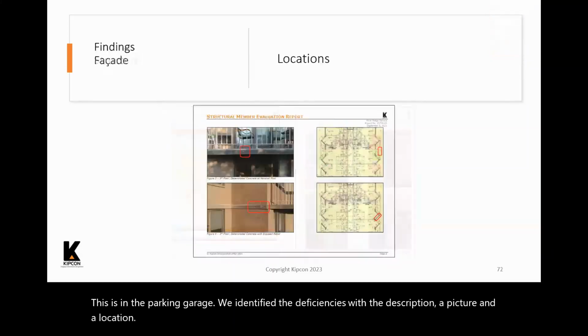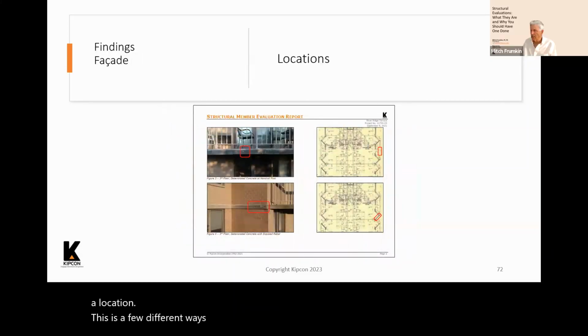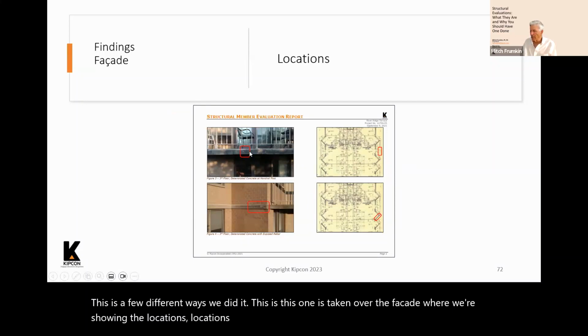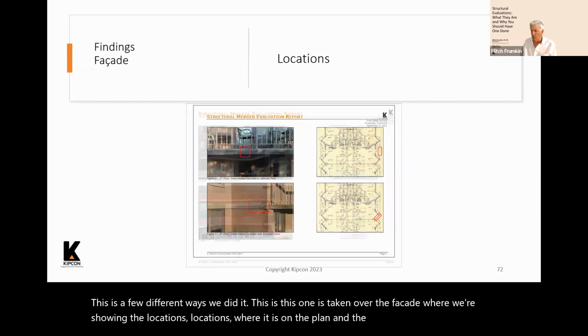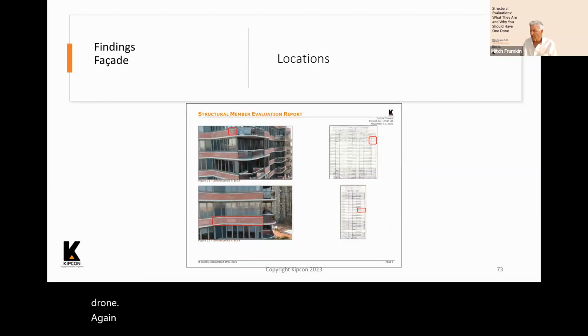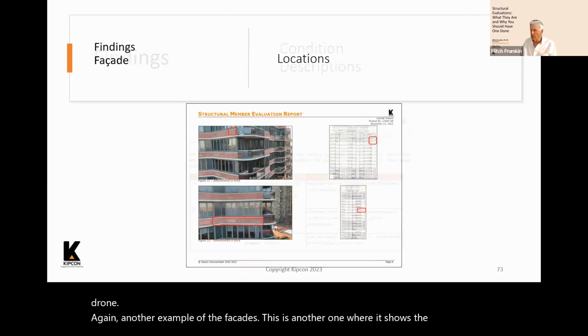This is a few different ways we did it. This one is taken over the facade where we're showing the locations, where it is on a plan, and the picture. Those are taken by drone. Again, another example of the facades. This is another one where it shows the actual picture and the location.